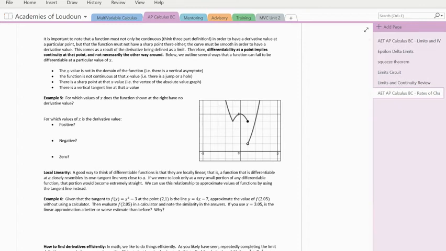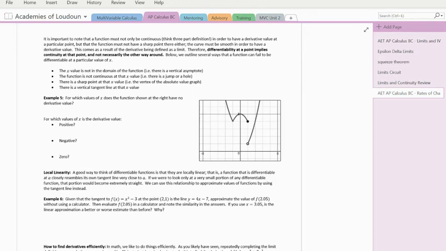So there are 4 different ways that a function could fail to be differentiable. If the x value is not in the domain of the function, such as a vertical asymptote. The function is not continuous at that x value; there's a jump or a hole. There's a sharp point at that x value, the vertex of the absolute value graph, for example. Or there is a vertical tangent line at that x value.